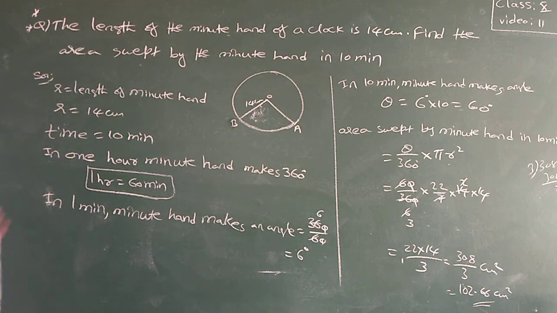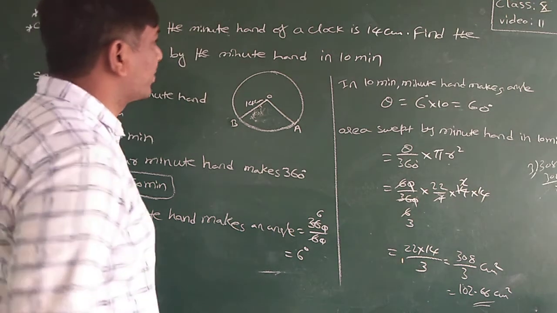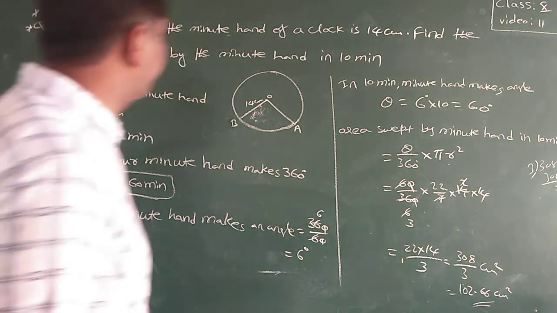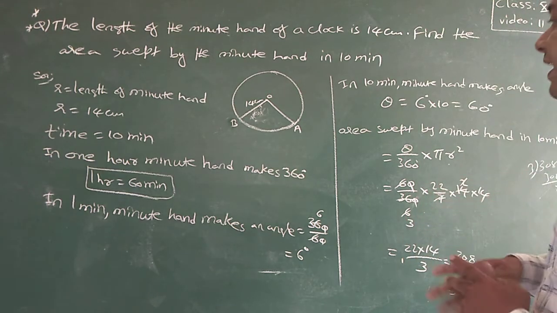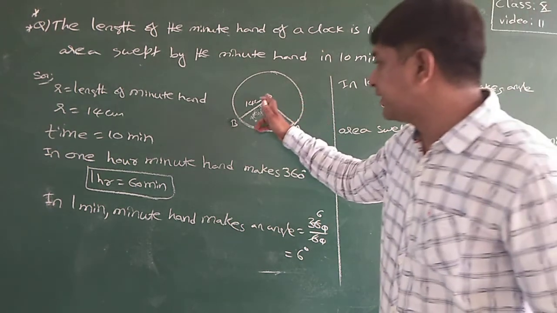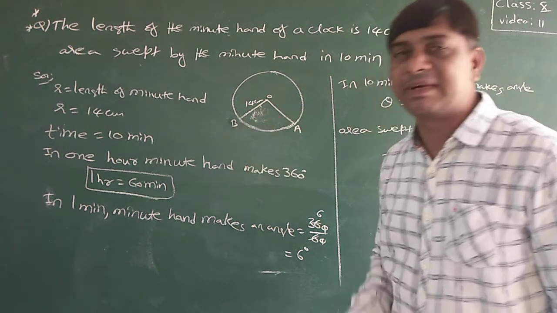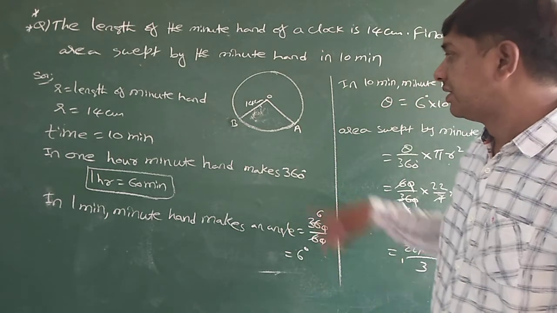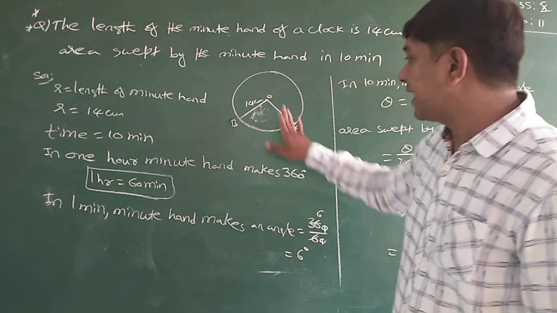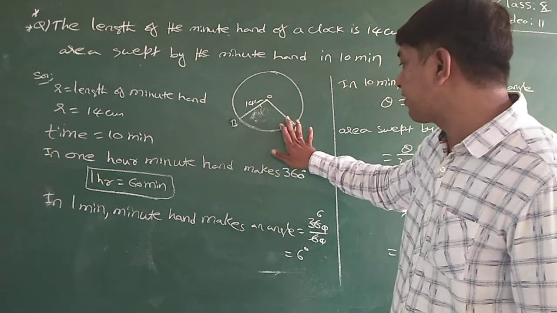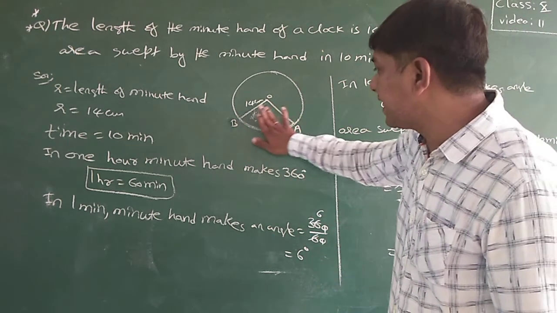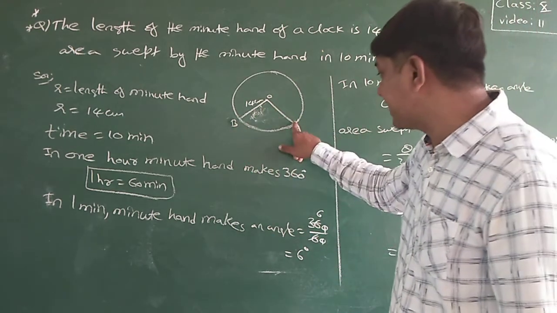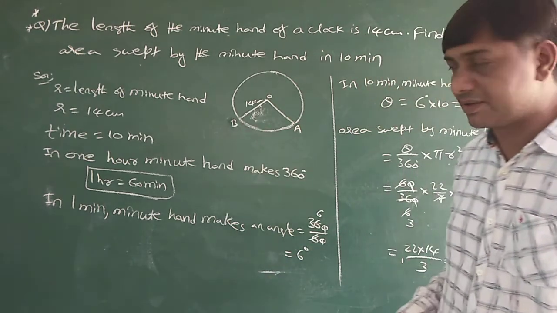See here, the length of the minute hand of a clock is 14 centimeters. Find the area swept by the minute hand in 10 minutes. In 10 minutes, we need to find the minute hand area. The length of the minute hand is nothing but the radius of the circle, that is 14 centimeters. The time taken is 10 minutes to cover from here to here. They asked for area, not distance. If distance were asked, we would find the length of the arc.